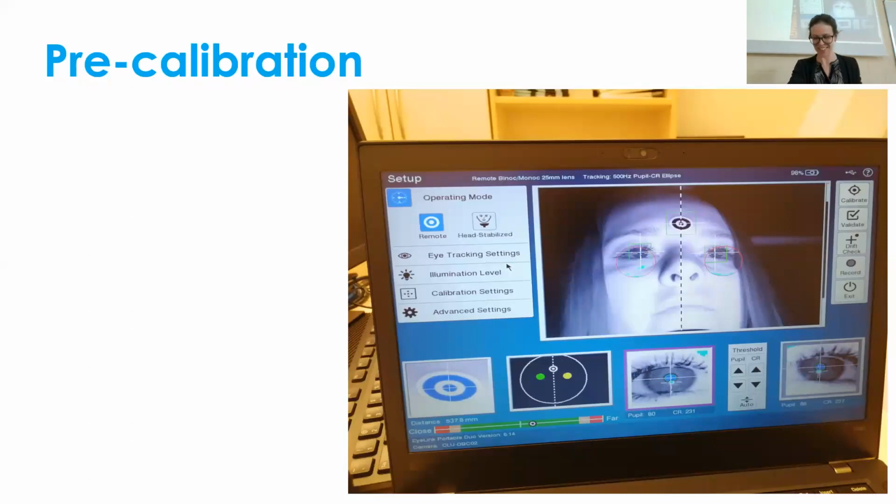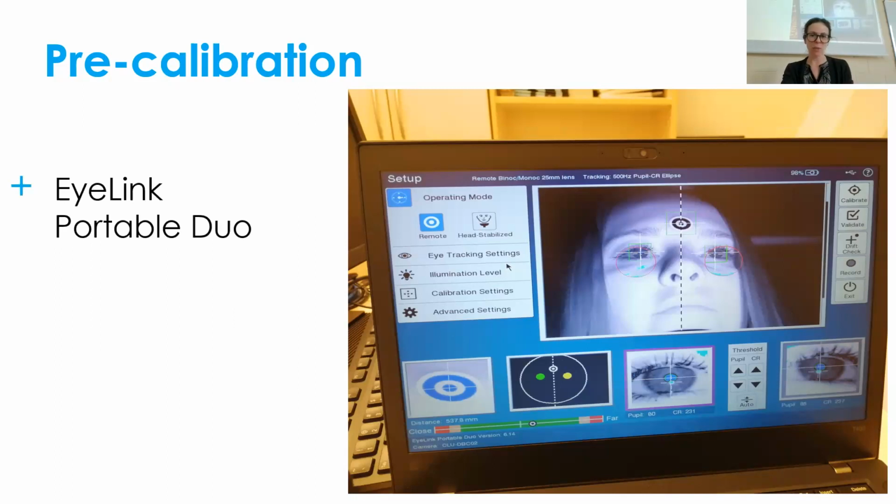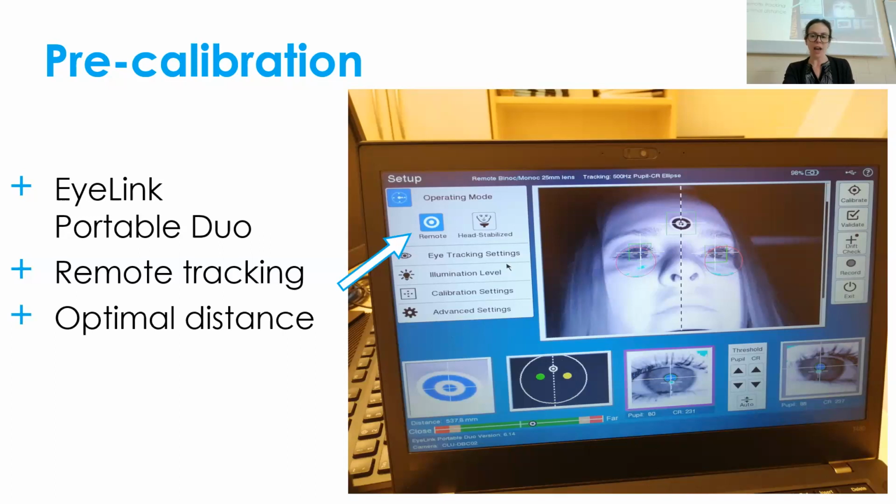Now we have Sonia here, so lots of examples. Here we're working with the Portable Duo. We are in remote tracking mode, as we can see here. And I just wanted to draw your attention to the optimal distance. As you can see, the eyes are visible on screen. This is the left eye and this is the right eye. And there is an optimal distance. We talked about the tracking box earlier, the trackable range, and this is where you would typically look for the optimal distance.